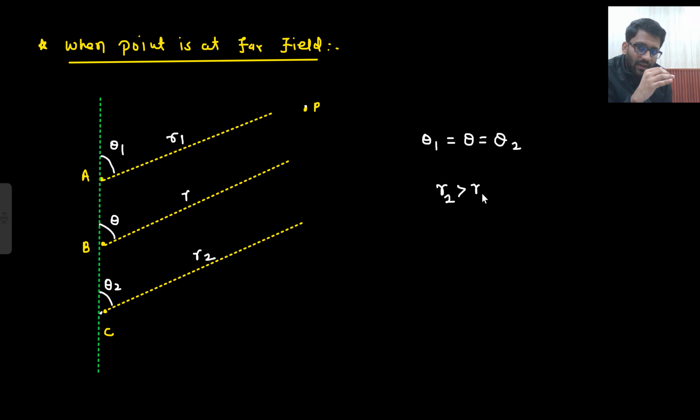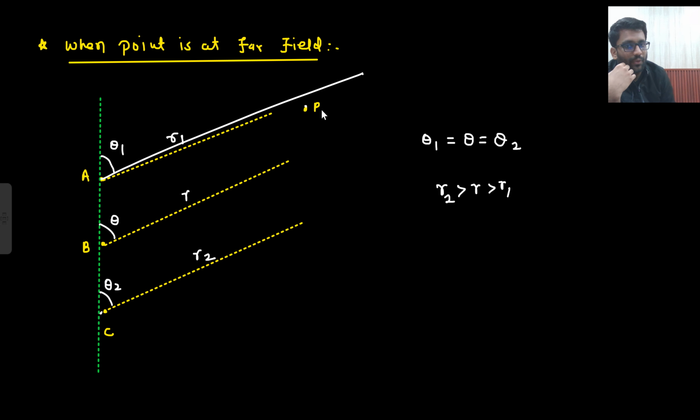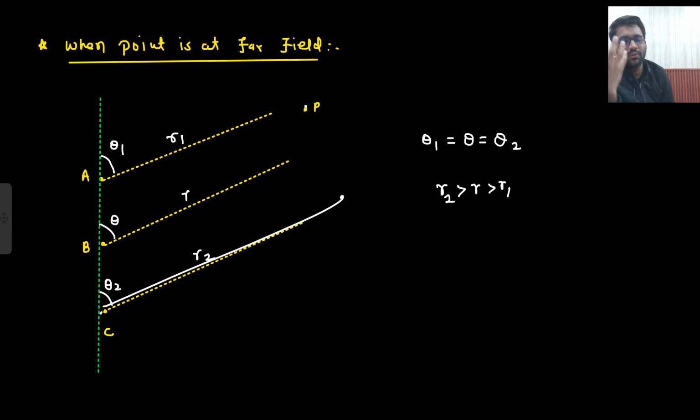R2 is greater than R, which is greater than R1. Say yes or no? They are slightly greater, but certainly they are greater. R2 is slightly greater than R, and it is slightly greater than R1. Because what is this distance? This distance is infinity, because point P is far away. What is this distance? This is also infinity. And what is this distance? This is also infinity. That means this is also very, very large. But certainly there is a small difference, no?